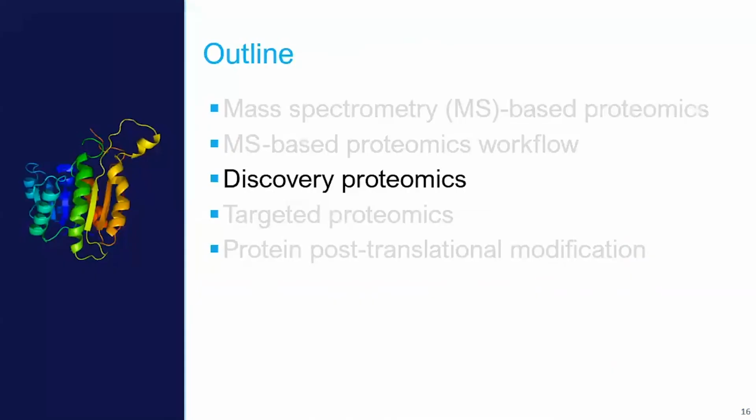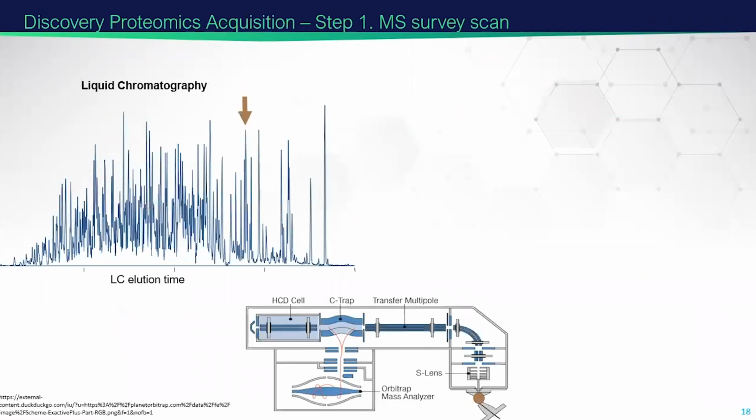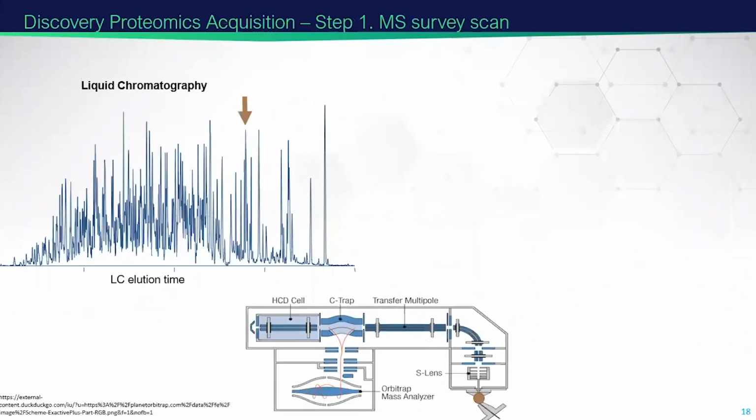Next, we are going to go through each type of proteomics. For discovery proteomics, there are multiple instruments you can use. The most popular one is the Orbitrap mass spectrometer, which we will use as our example. When peptides get eluted from the liquid chromatography, they are ionized and sent into the mass spectrometer.